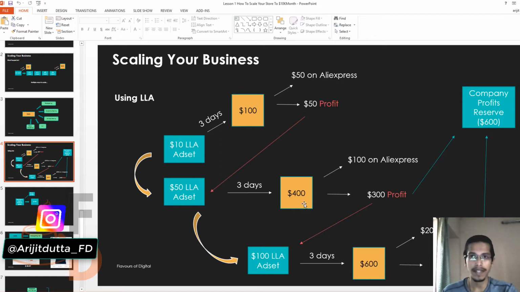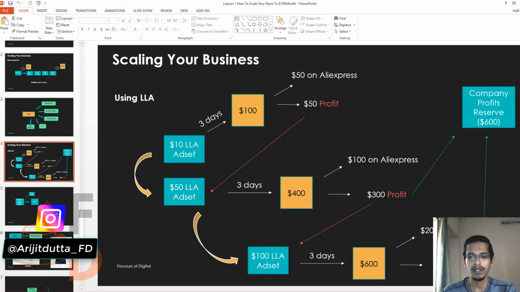Then let's say you run that for 3 days. That means $150 in total you have ad spent, and you made back $400. So out of those 400, you are spending around $100 on AliExpress and like 300 in profit, right? So you send those profits back to your company reserve. That means you save the amount. You don't have a reserve account in any business, but you just save the amount for reinvesting or creating more lookalike audience. That is a basic concept, guys.